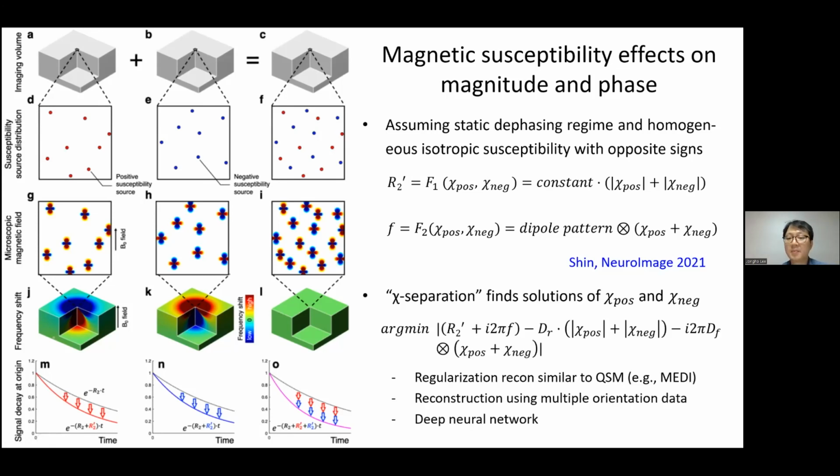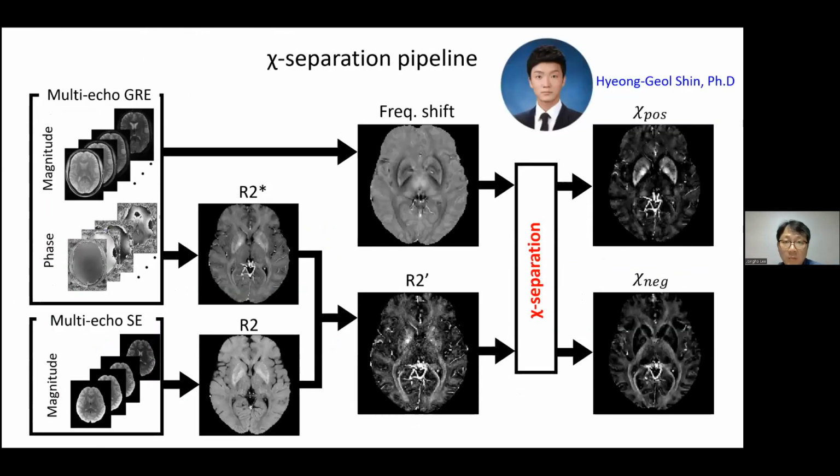That's our theory that is directly derived from the previous equations. And then we also have this solution that by combining these two equations, we can separate the positive susceptibility from the negative susceptibility, generating the two maps. The result can be generated in multiple different ways, just like the QSM reconstruction. So this is the overall pipeline of the chi separation.